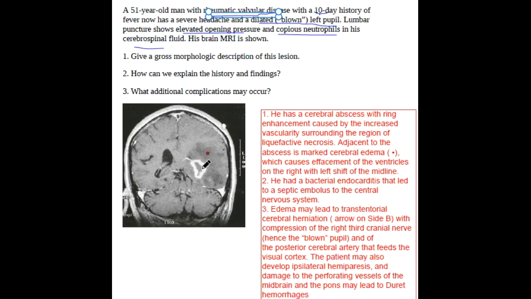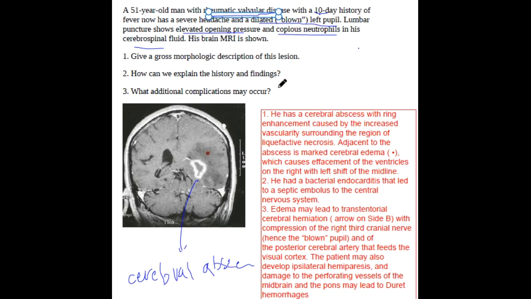So this is a ring enhancing lesion which is probably cerebral abscess. How can we explain the history and findings? Here the patient has rheumatic valvular disease. So the organism causing this rheumatic valvular disease has entered the blood, and through hematogenous spread it has reached the brain, causing cerebral abscess.